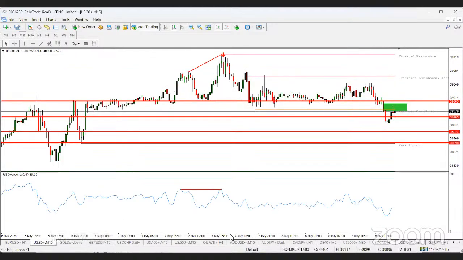US 30, we wanted to pick a sell from 39,000 on US 30, to take profit at 38,960. And then we said we also have a sell from 38,920 to around 38,890.